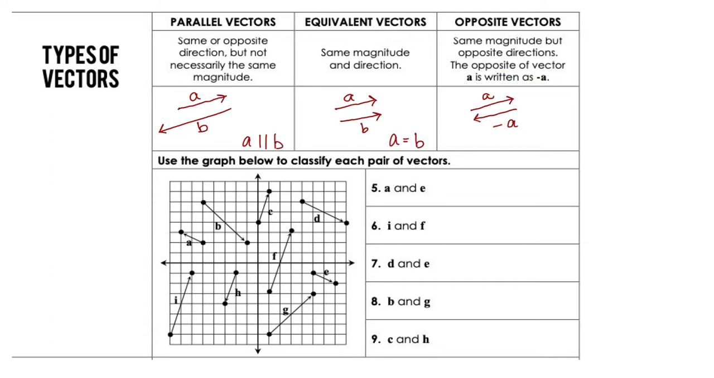So let's look at number 5. Number 5 is talking about A and E. So let's look at vector A. Vector A is going this way, and vector E is going this way. So what would we say about those vectors? Y'all look at them. They're opposite.